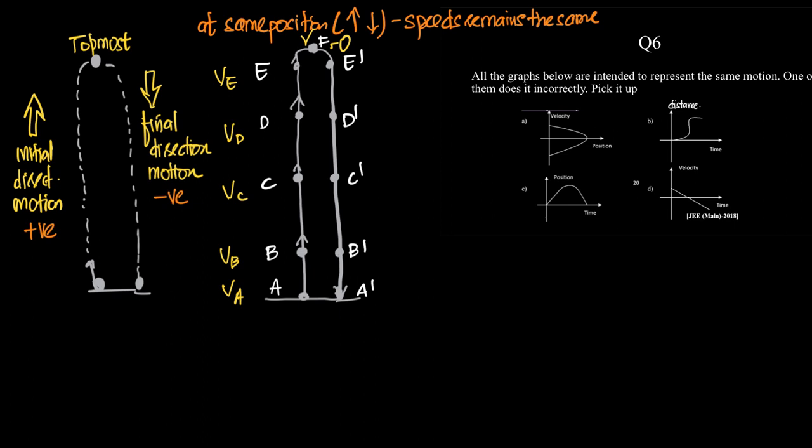Now the velocity at E dash is VE dash, at D dash is VD dash, at C dash is VC dash, at B dash is VB dash, at A dash is VA dash, right? What we need to understand is, every component towards the upward direction is positive and what comes downwards is negative. So we should write that this is positive VA, positive VB, positive VC, positive VD, positive VE, and this is negative VE dash, negative VD dash, negative VC dash, negative VB dash, and negative VA dash. All right.